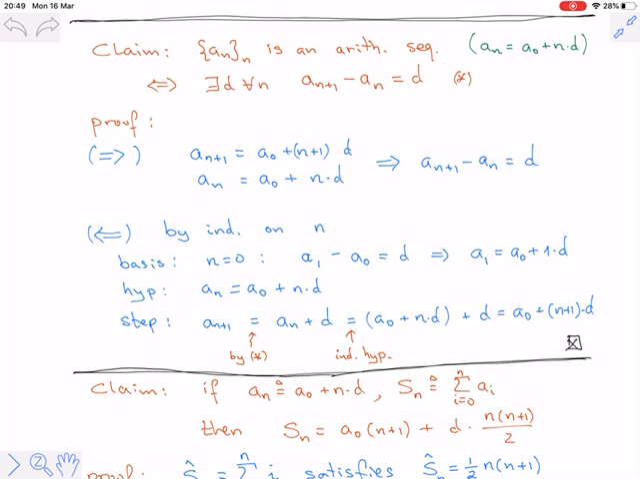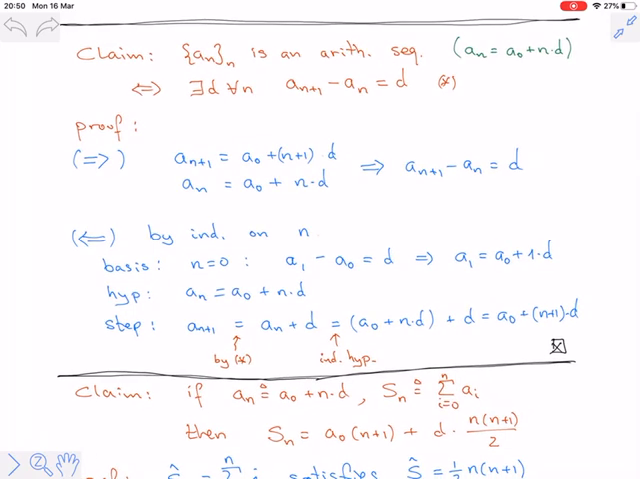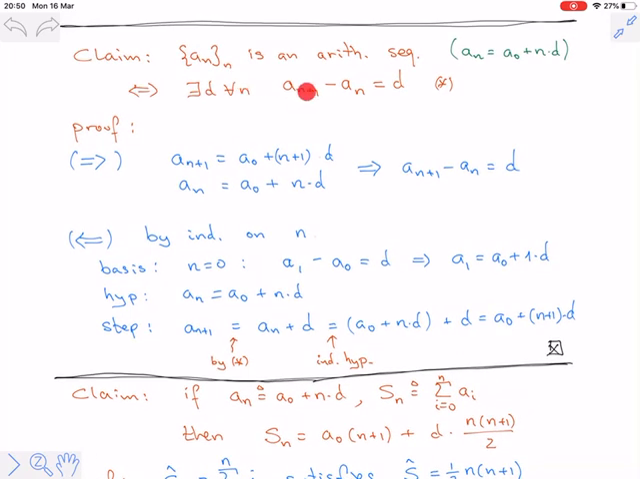So we write down the definition of a_n because it's an arithmetic sequence. It is a_n equals a_0 plus n times d. The same thing for a_(n+1): a_(n+1) is a_0 plus (n plus 1) times d. Now we take the difference between a_(n+1) and a_n, and we get that the difference is d. Namely, this equality holds for every n. Therefore, we get what we wanted to prove, that there exists a d such that the difference between two successive elements is always d. Good.